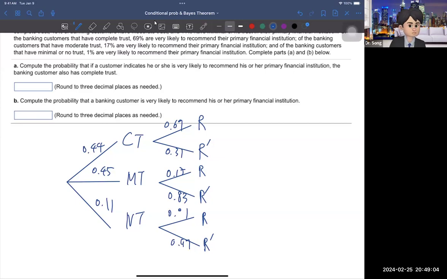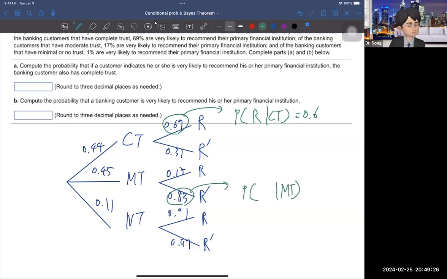Of course, you can denote these numbers. So for example, this 0.69 means that the probability, given that someone is a complete trust customer, he or she recommends the institution is 0.69. Okay. How about this one? Well, the probability, given that someone is a moderate trust customer, he or she does not recommend this institution is 83%.